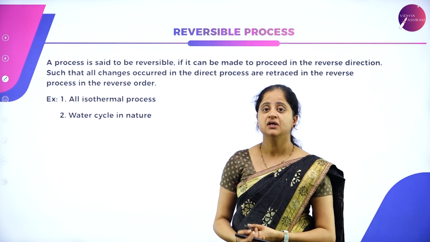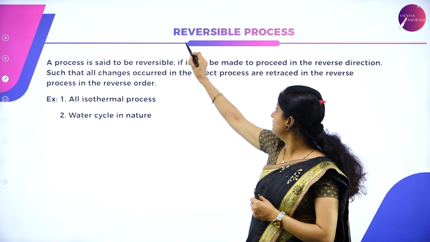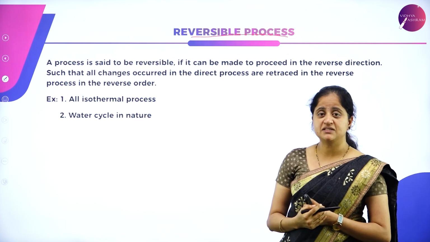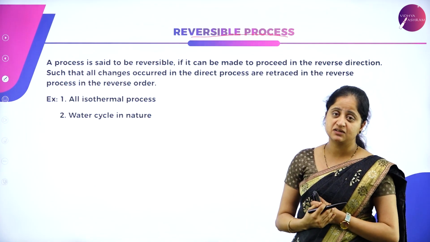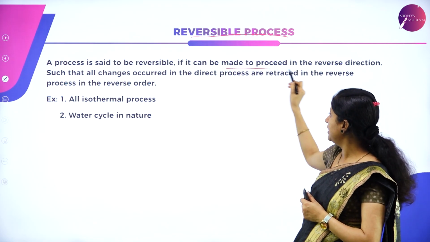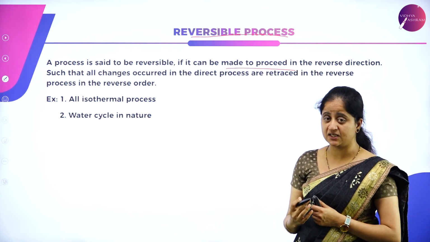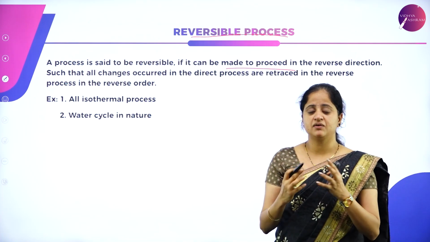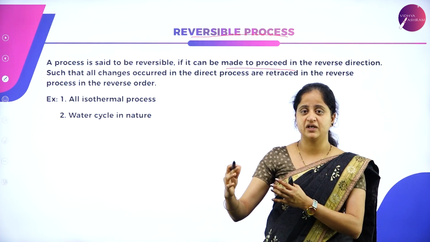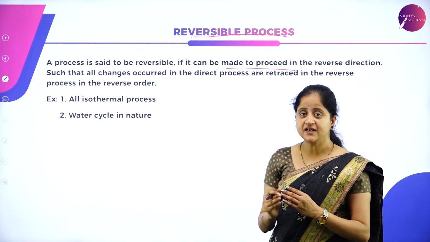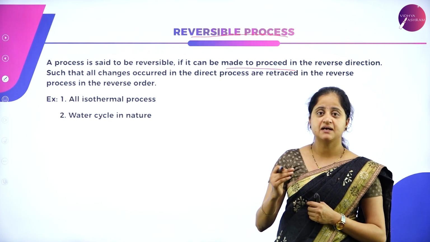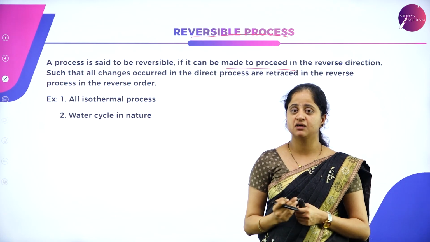And next we have another type of process, that is reversible process. The name itself says reversible process, which means a process is said to be reversible if it is made to proceed in the reverse direction. Or whatever changes we can see when the process is going on, when it gets reversed, all such changes will be retraced in the reverse direction. An example of a reversible process is the water cycle.